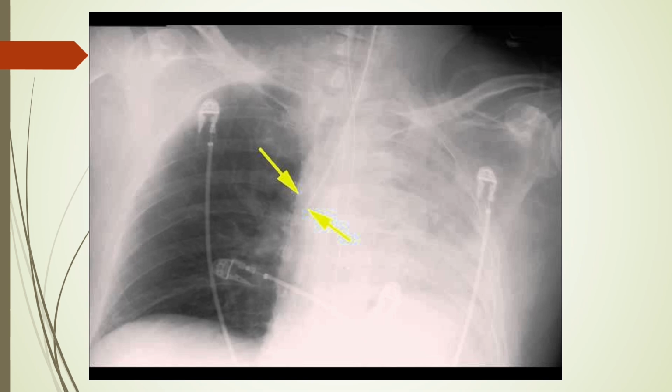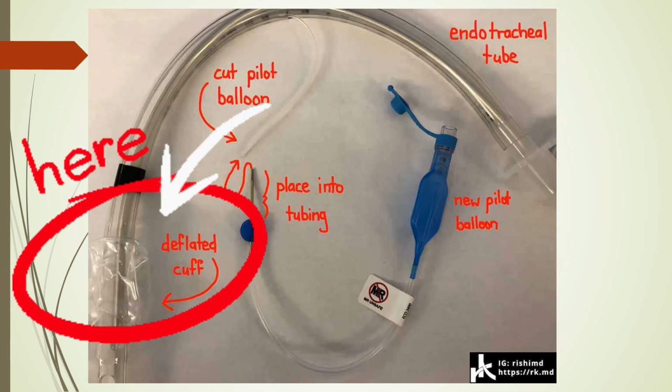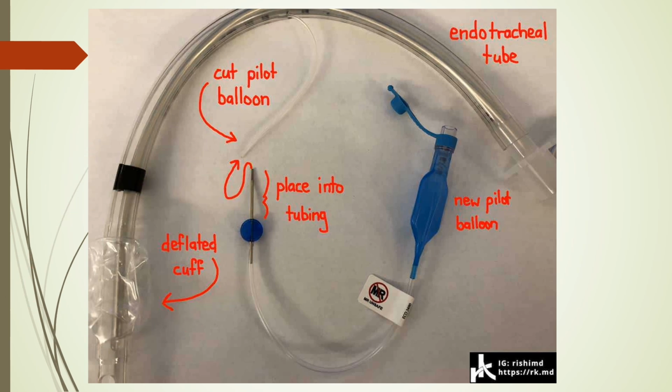If the assessment findings reveal that the tube is not correctly positioned, and if you suspect the right mainstem bronchus is intubated, you can deflate the cuff and withdraw the tube 1 to 2 centimeters and fix the tube firmly. Then re-evaluate the patient for correct tube placement.